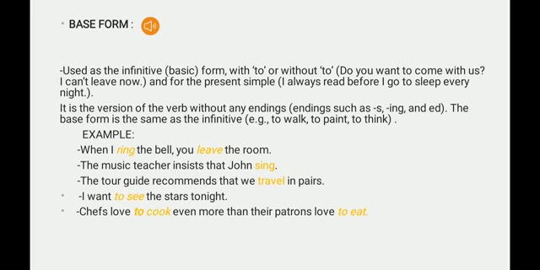Why is it a base form? Because we are not using it as traveling. We are not using traveled. We are not using travels. So it is the base form. I want to see the stars tonight. Now, as I told you, to can be used, and to does not have to be used. So here we are using a to. Next, chefs love to cook even more than their patrons love to eat. So again, we are using a to here, with the verb in the base form.